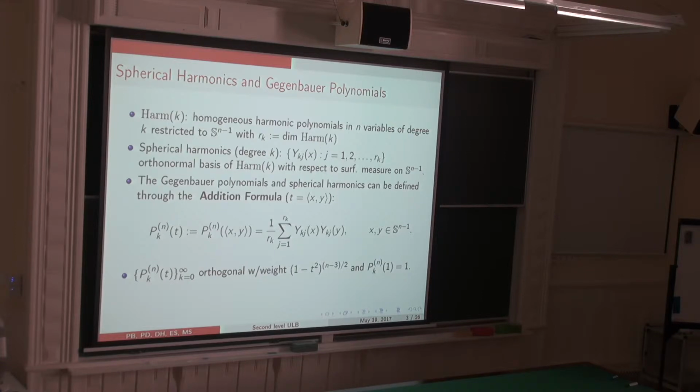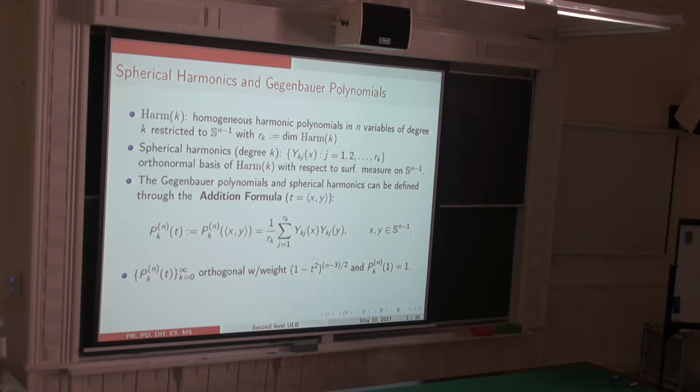So the spherical harmonics are just homogeneous harmonic polynomials in n variables of degree k, restricted to the sphere, and r_k denotes the dimension of the space of all these polynomials. And a basis will be Y_kj, j from 1 to r_k. And the big connection here is really the Gegenbauer polynomials, which are orthogonal polynomials with this weight. They are also Jacobi polynomials with parameters (n-3)/2, (n-3)/2. We will use the normalization that the value at 1 is 1.